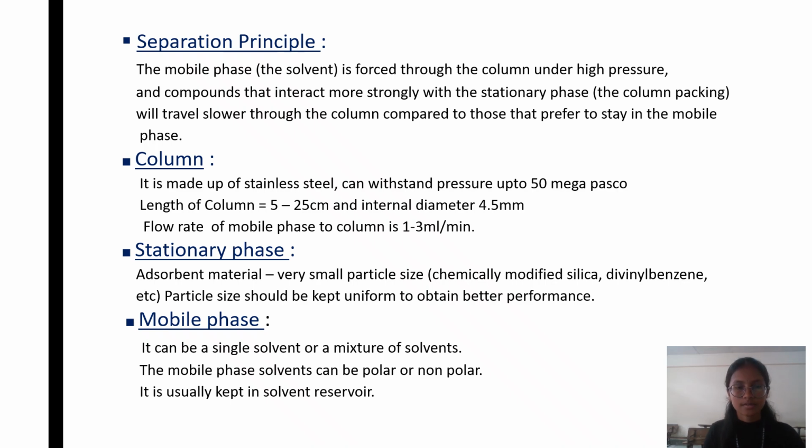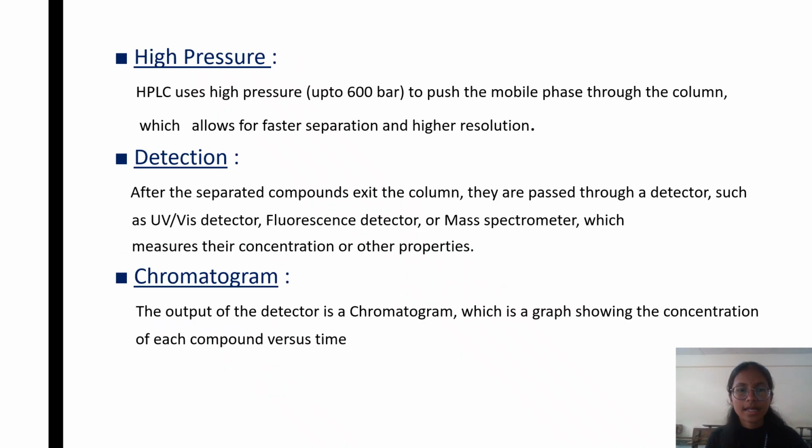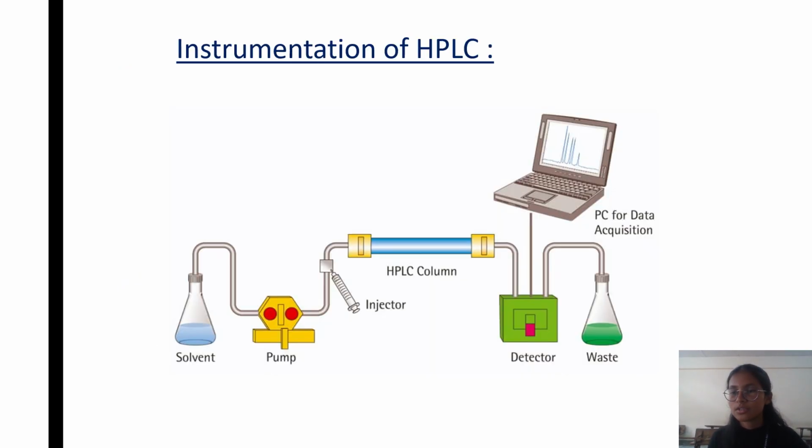So the mobile phase. A mixture of different solvents can be used as mobile phase. The solvent used depends on the sample molecules which have to be separated. The mobile phase solvent can be polar or non-polar and it is usually kept in a solvent reservoir. So HPLC uses high pressure to push the mobile phase through the column, which allows for faster separation and higher resolution. We will see about the detection and chromatogram in the next slide on the instrumentation of HPLC.